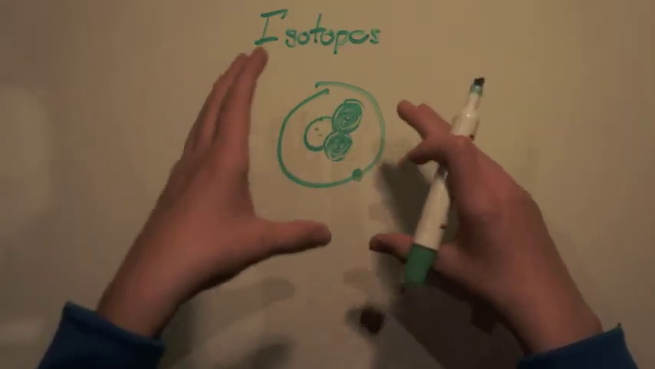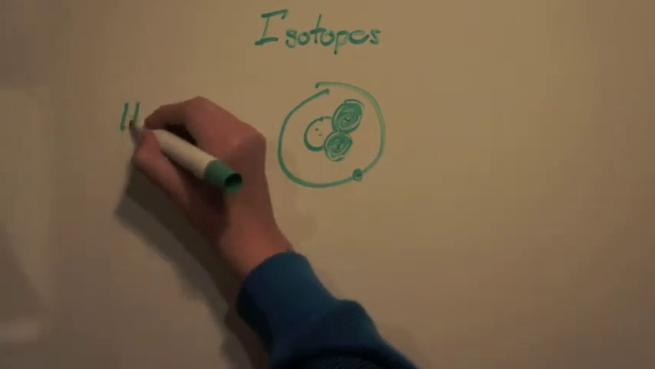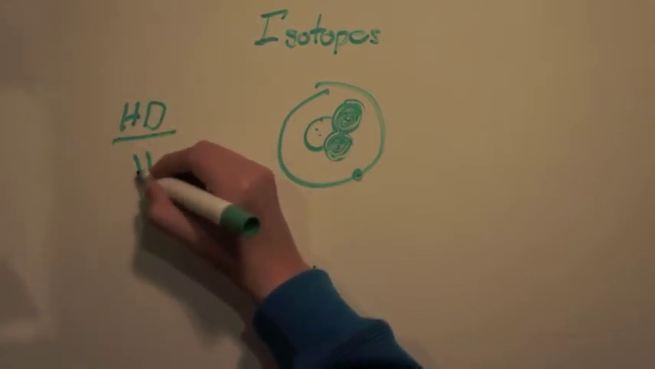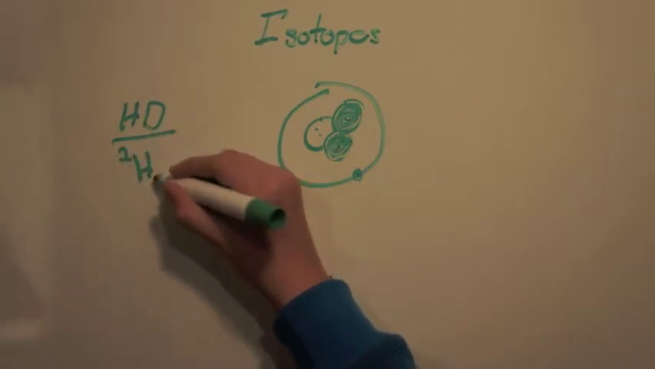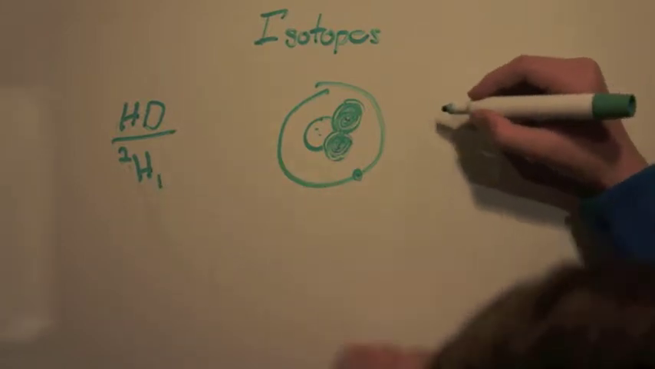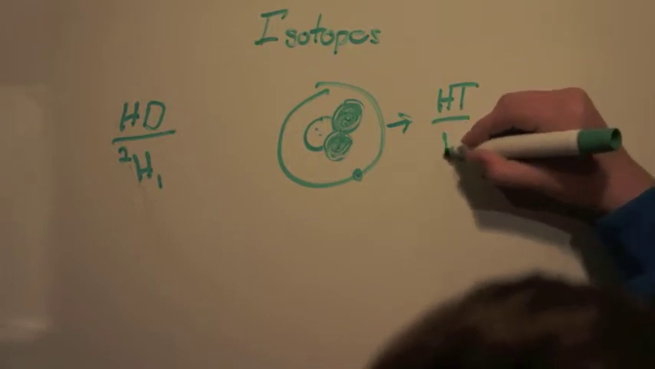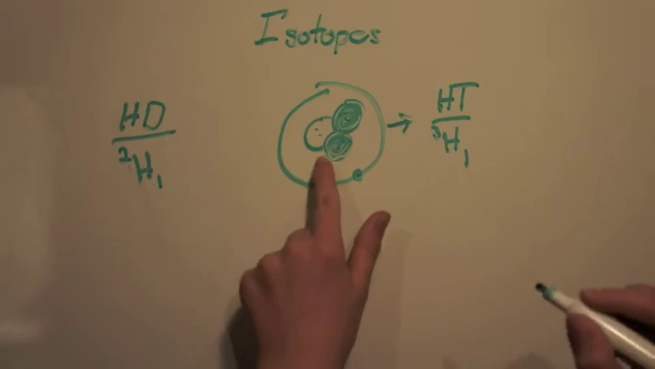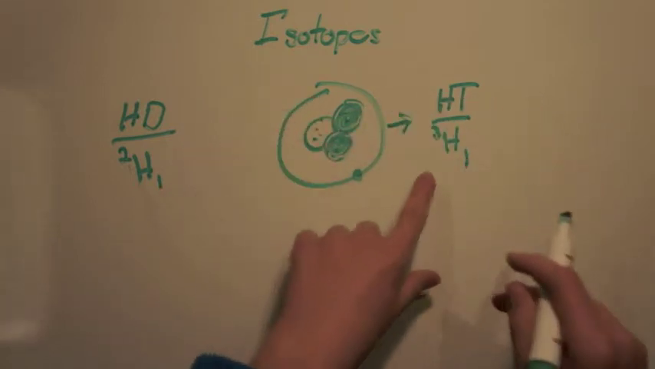Now, how would we write this in isotope format? A deuterium hydrogen atom would be written out like this. Hydrogen, and the Z for the atomic number is just 1. Now this hydrogen tritium is written out almost the same, except it's a 3 up here, since there are 3 particles in the nucleus with an atomic mass of 3.